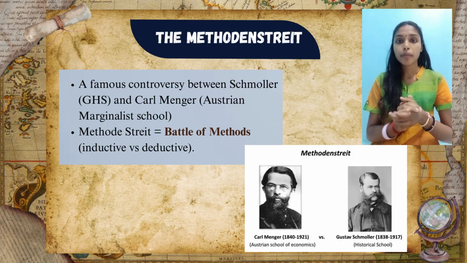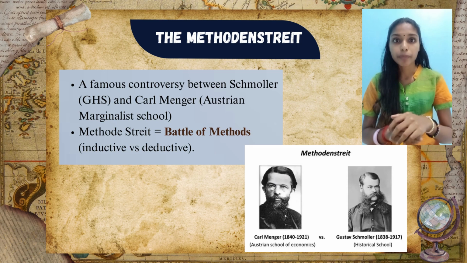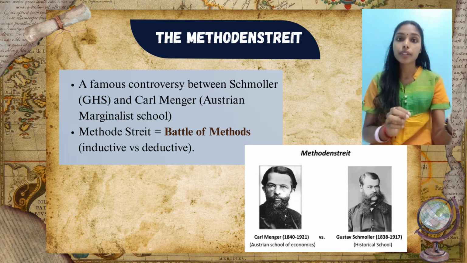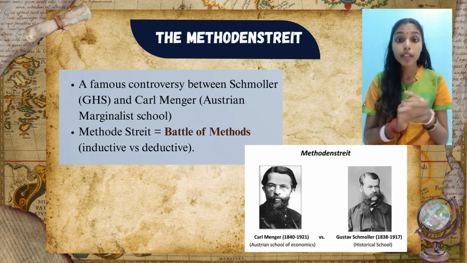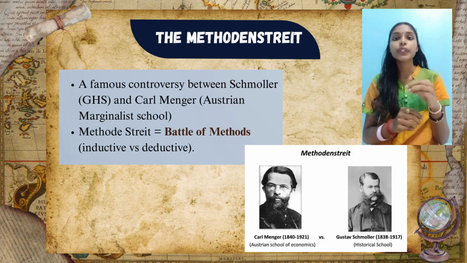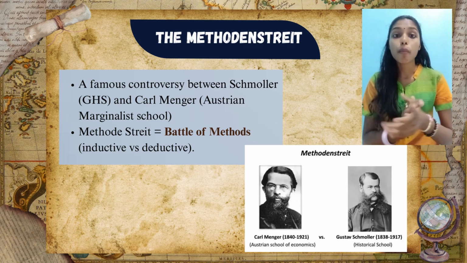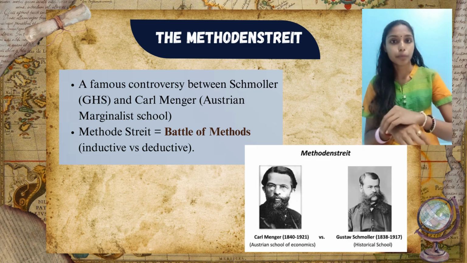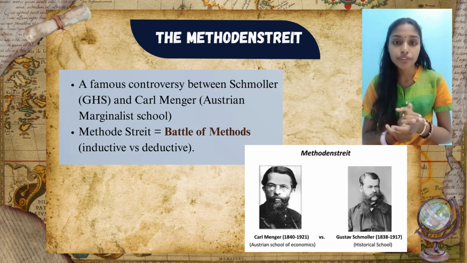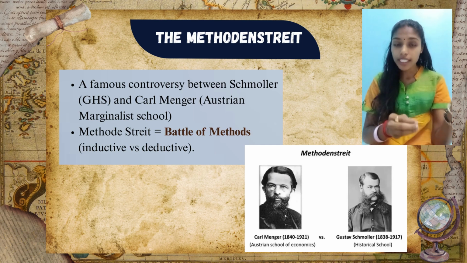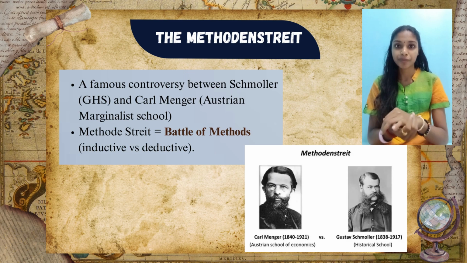Now I want to explain the Methodenstreit between Karl Menger and Gustav Schmoller. Firstly, a famous controversy between Schmoller and Karl Menger, of the Austrian marginalist school. This school, led by Karl Menger and others, took a more deductive and theoretical approach. They believed that economics could be studied in a more scientific manner, with a focus on individual actions and the principles of human behavior.